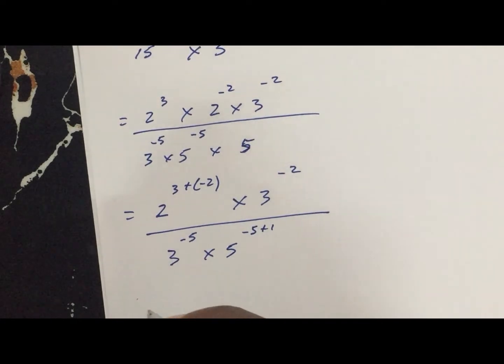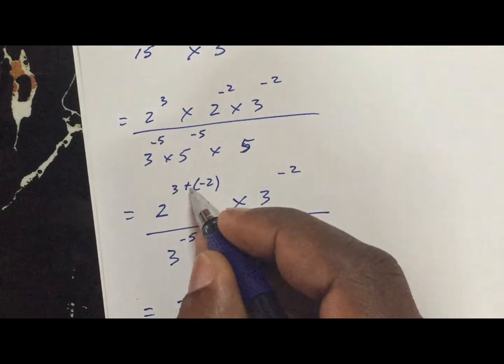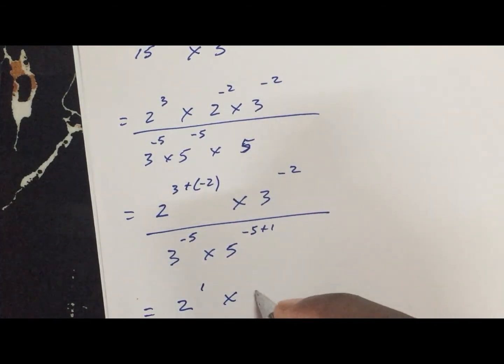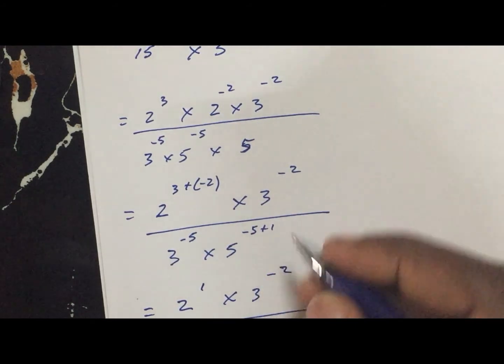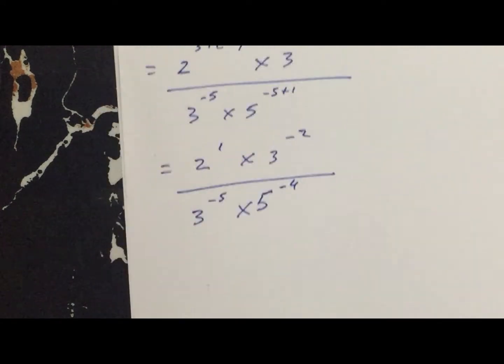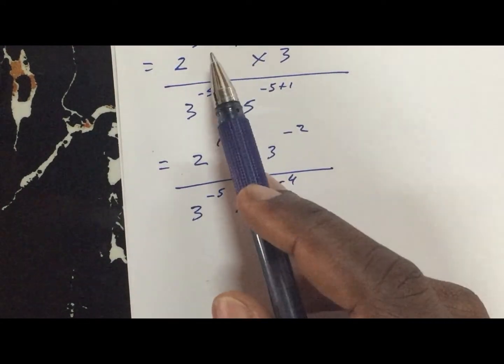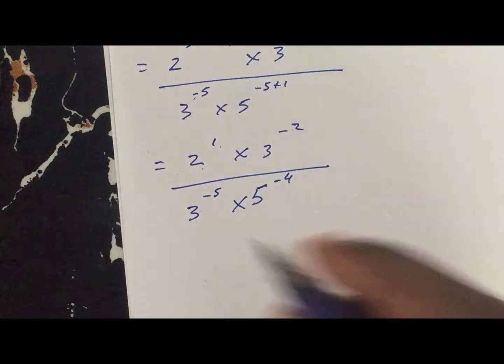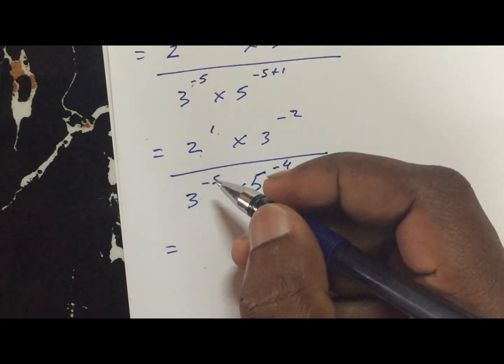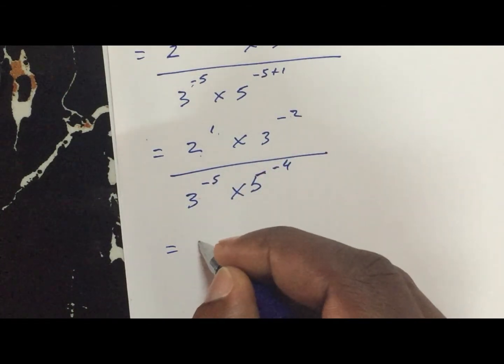Let's further go and simplify. So that's what gives us 2 to the 3 plus negative 2, which gives us 1, times 3 to the negative 2 divided by 3 to the negative 5, times negative 1 plus 1, this would be 5 to the negative 4. My bad. So yes, we have to go and simplify. We don't have any more 2, so this would remain 2 to the 1.